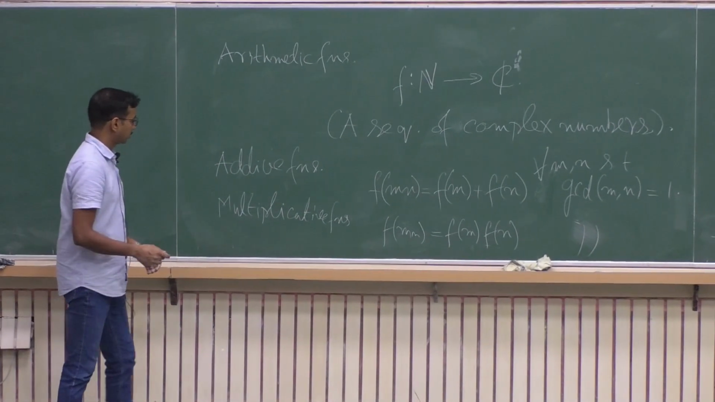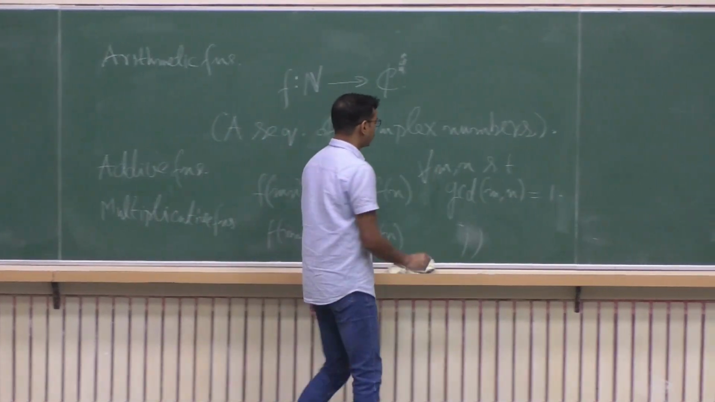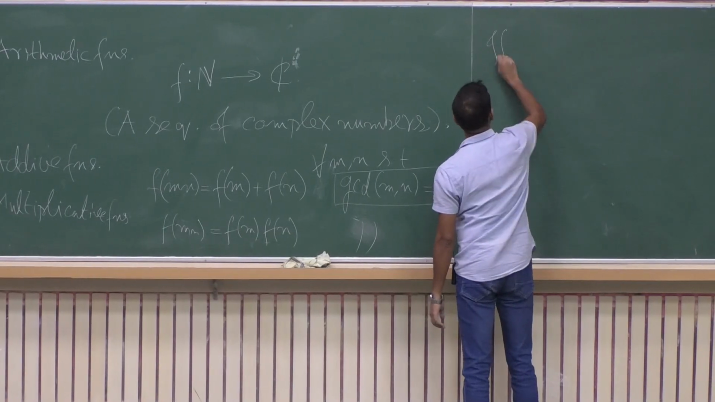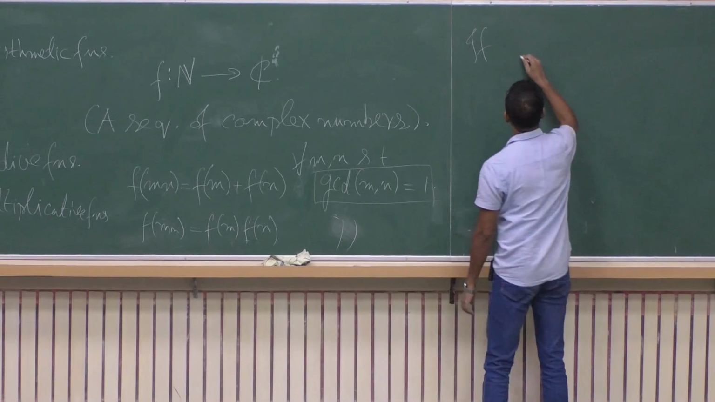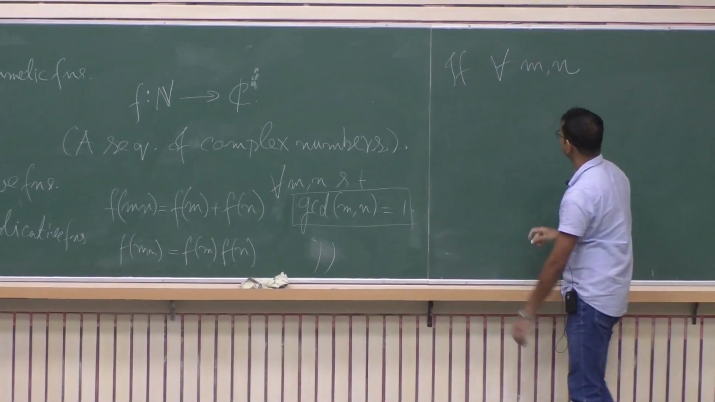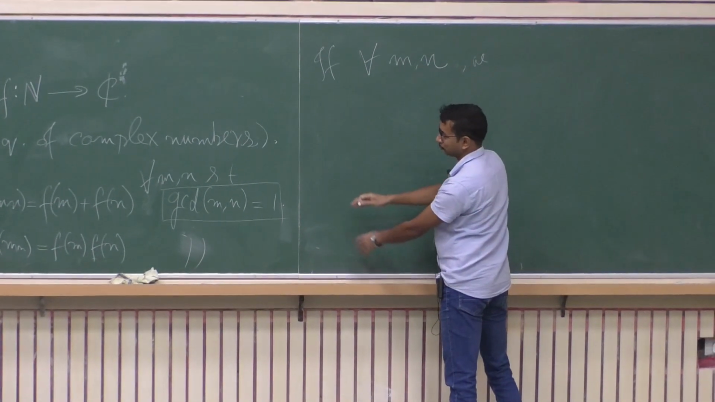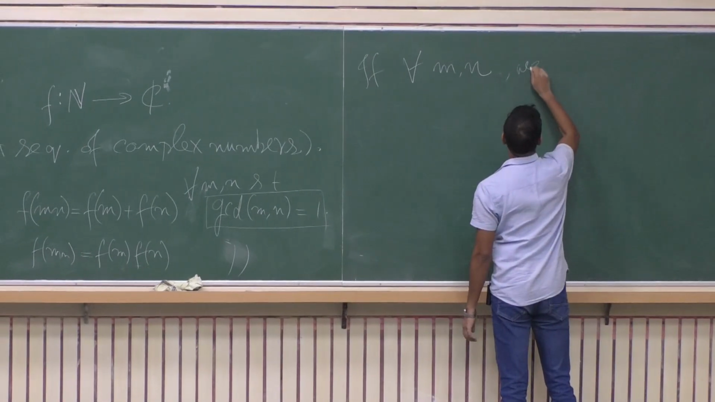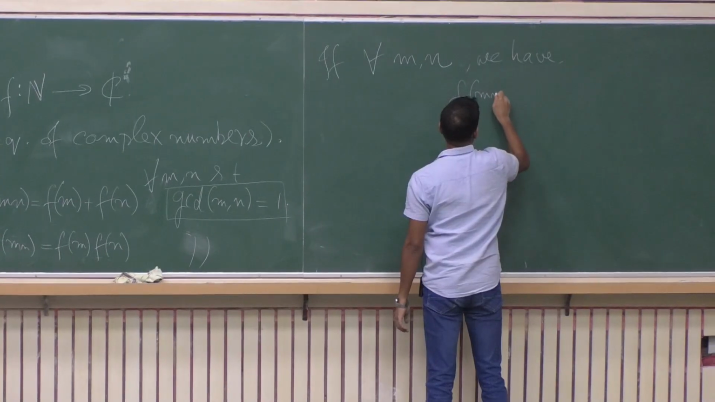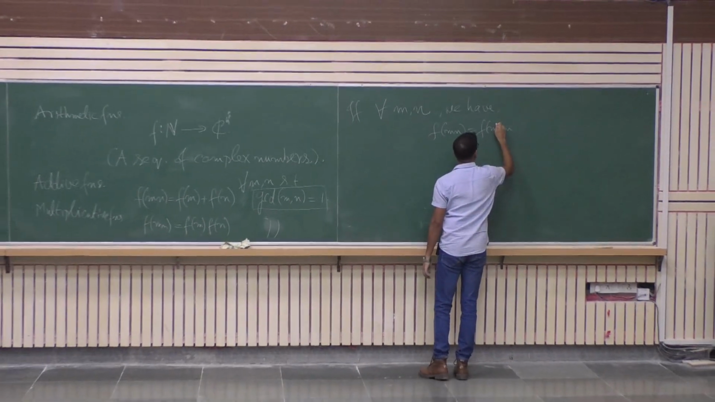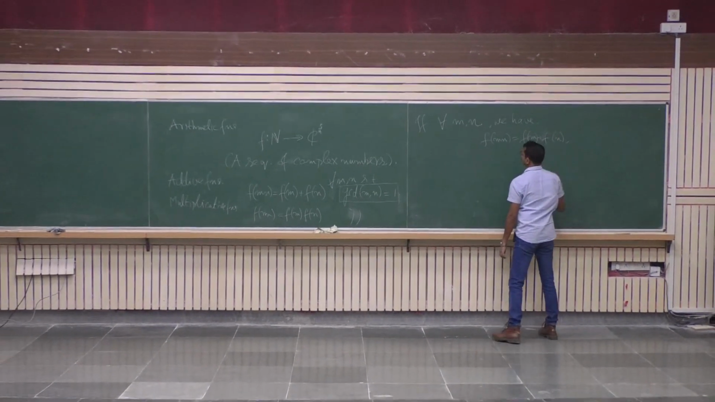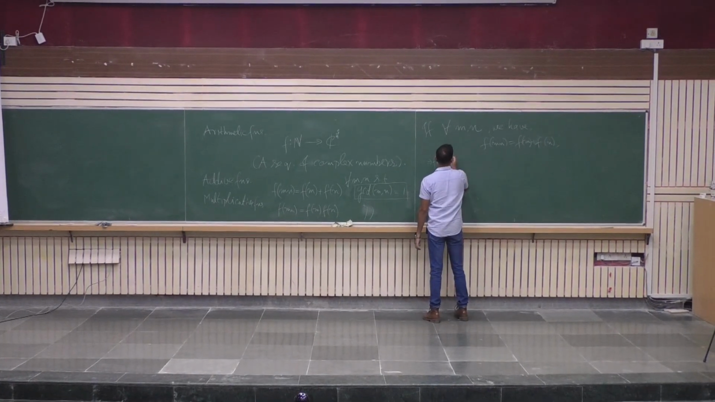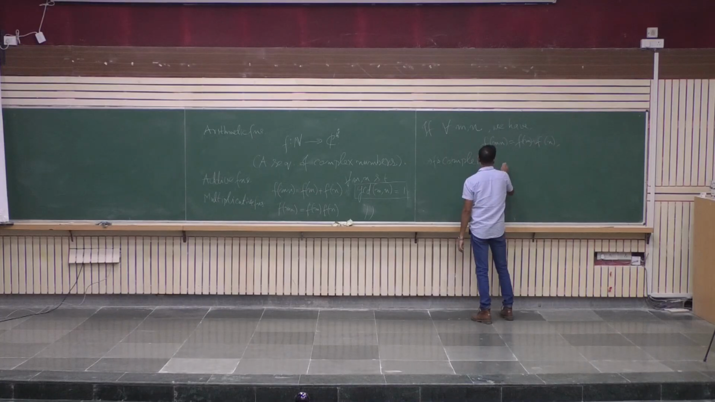Now these are called additive or multiplicative functions, and if you do not require this condition of gcd of m and n to be equal to 1, that is, if these two equations hold for all m and n without this condition, so that also for the ones which do not satisfy it we still have f of mn equals f of m plus f of n, we call it completely additive.